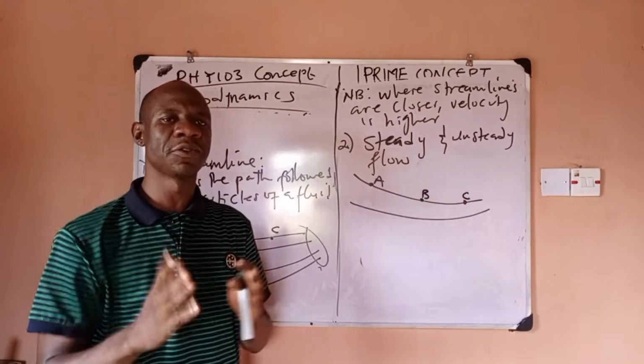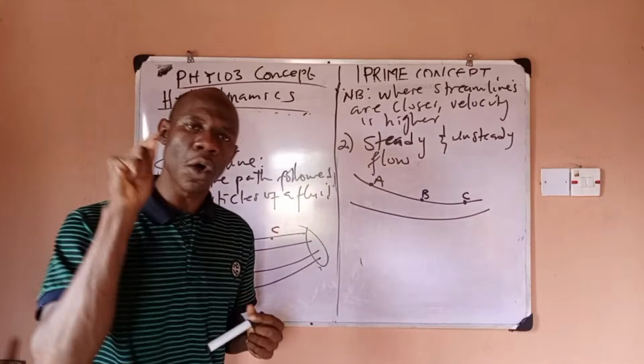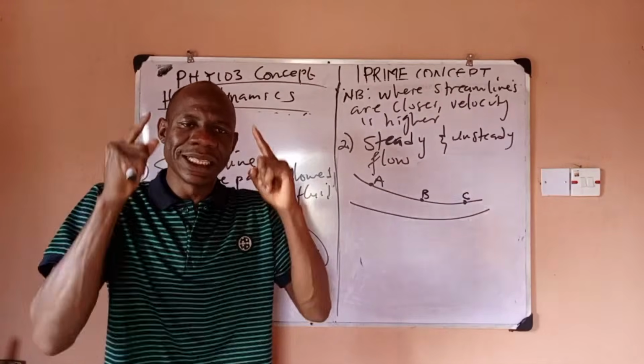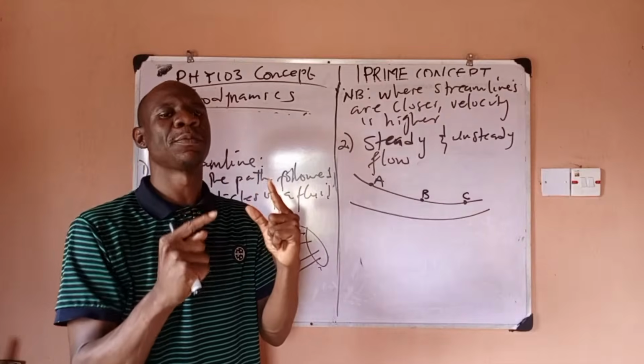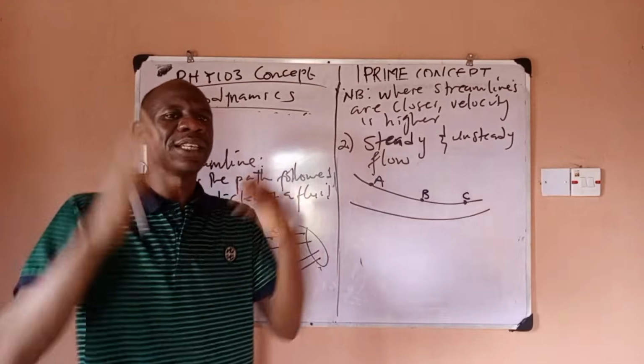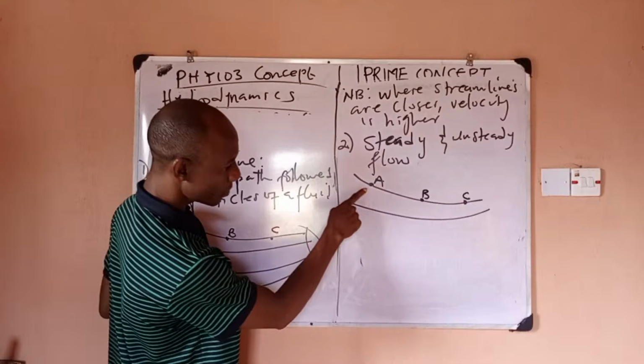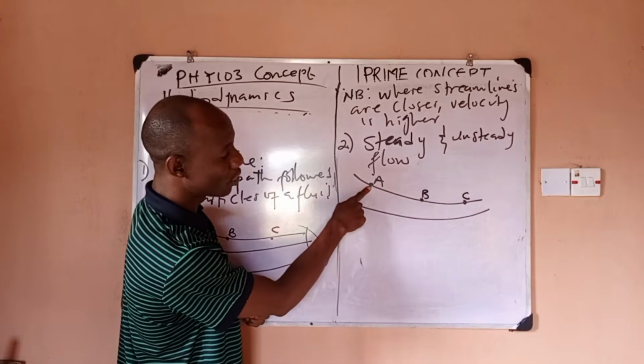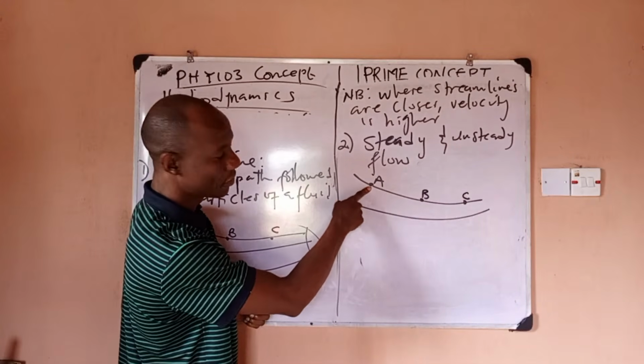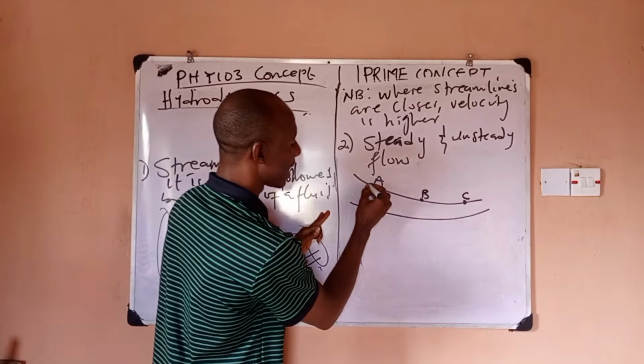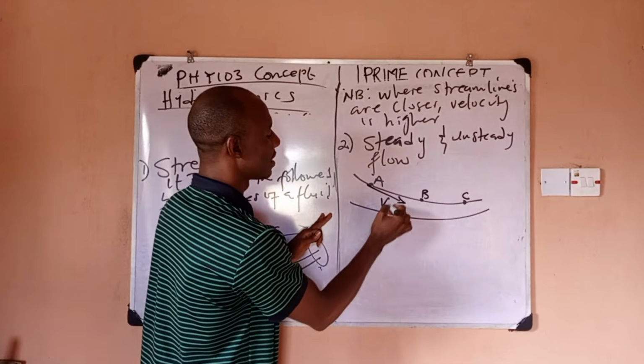The direction of velocity at a point is obtained by drawing a tangent at that point. By drawing a what? A tangent to the streamline at that point. So if I pick this point, I want to know the direction of the velocity at this point, I'll take a tangent. So this is the direction of VA.